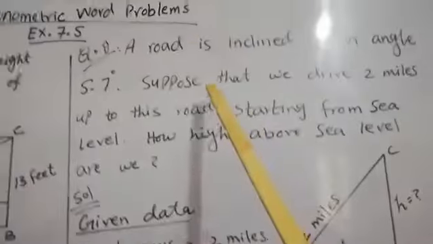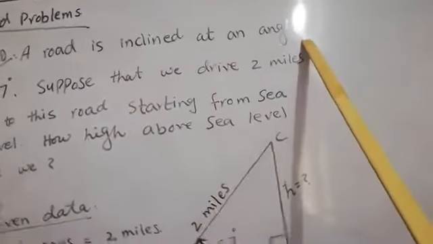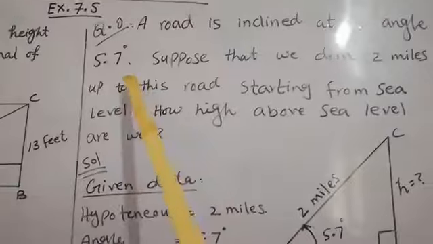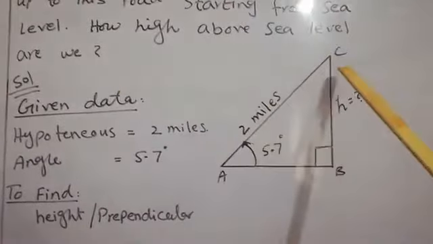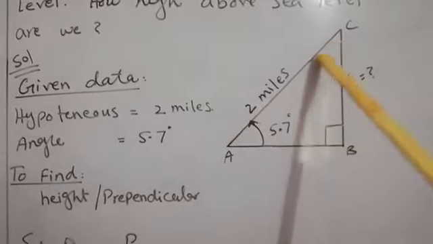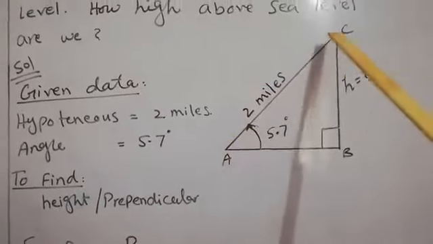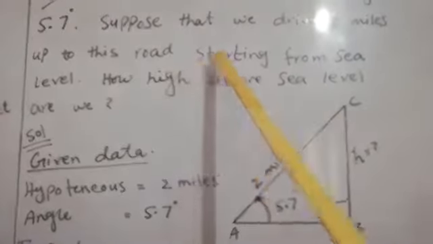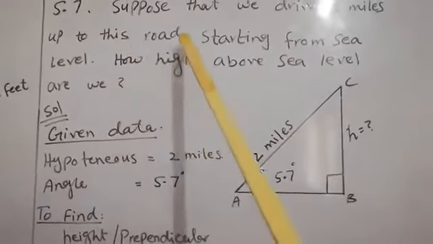Move to question number 8. A road is inclined at an angle of 5.7 degrees. First thing is that there is a road. This is a road which is inclined. Inclined means slope. Okay, slope, hypotenuse. And suppose that we drive 2 miles up this road.